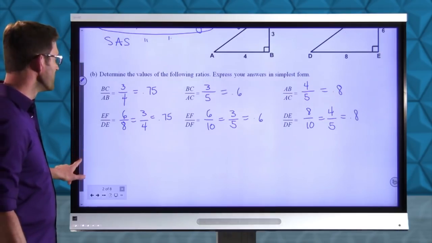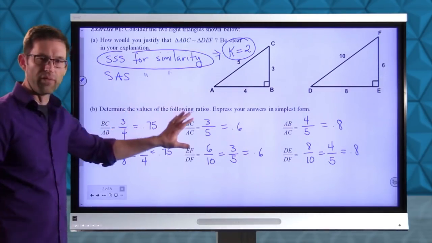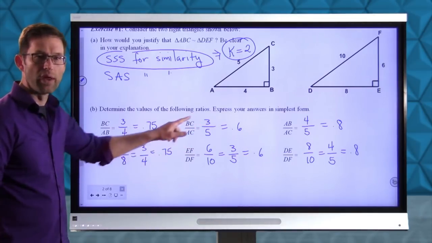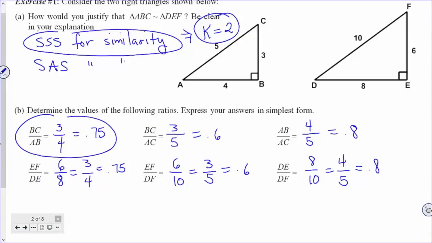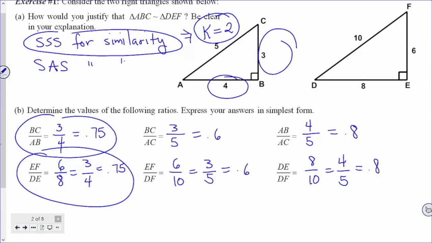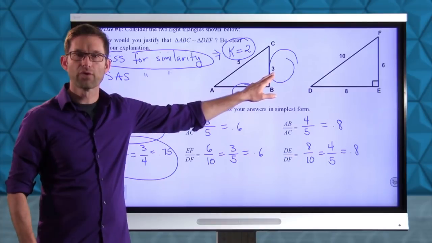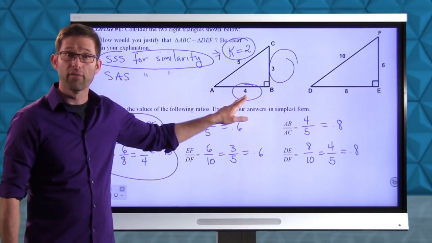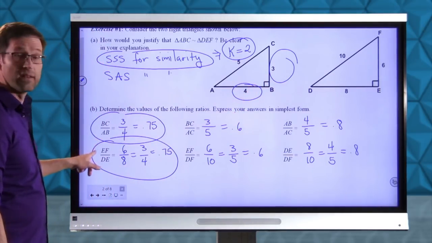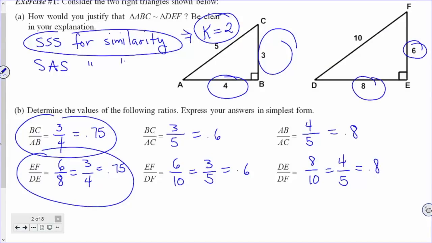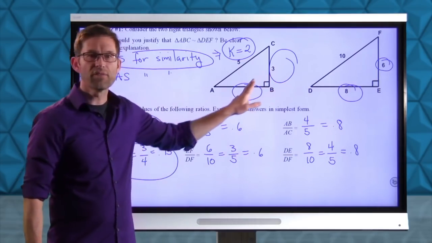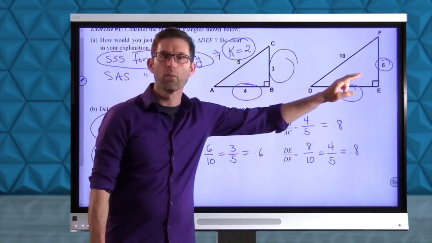Now, what is clearly obvious from all of these is that these ratios keep turning out to be the same. Let's just take a look at this for a moment, these two. When I did BC divided by AB, I took the shorter leg of this right triangle and divided it by the longer leg of this right triangle. And when I did EF divided by DE, I did the shorter leg divided by the longer leg. So I did this divided by this, and I got the same thing I would if I did this divided by this.